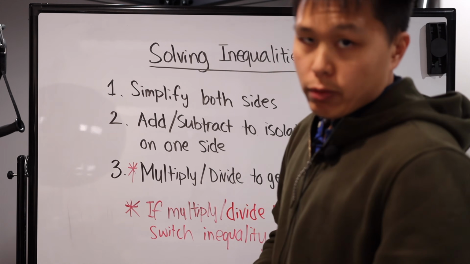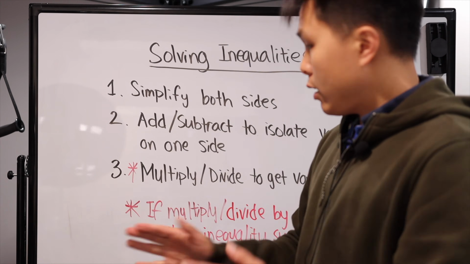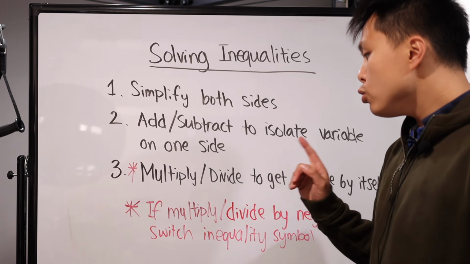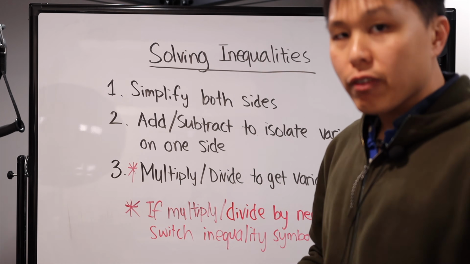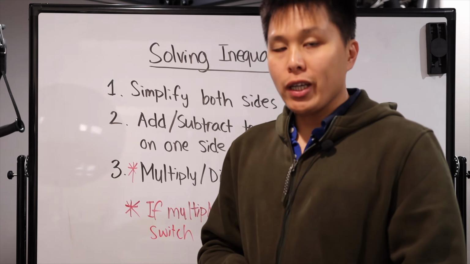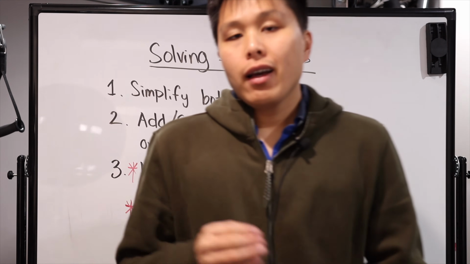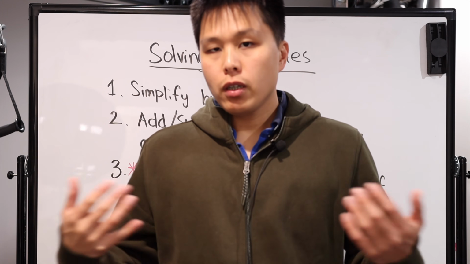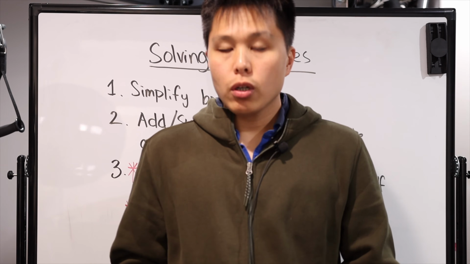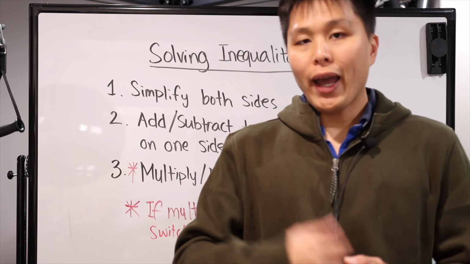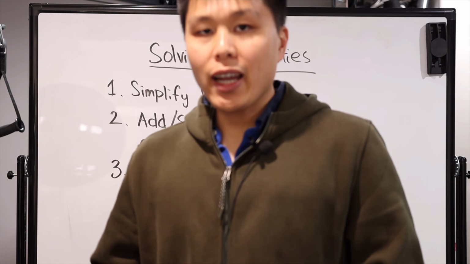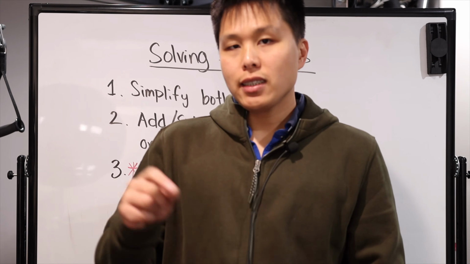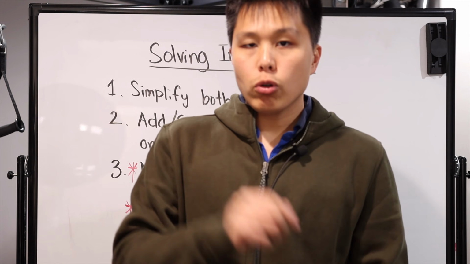Now, here's a little caveat. This right here is what's different from solving a basic equation. When you multiply or divide by a negative number, you have to switch the inequality symbol. Now, what does that mean? That means that if it is a greater than, and you multiply both sides by a negative number or divide both sides by a negative number, then the greater than symbol has to be switched to a less than symbol. If it was greater than or equal, then it's going to be switched to a less than or equal, and vice versa. Less than becomes greater than, less than or equal becomes greater than or equal.